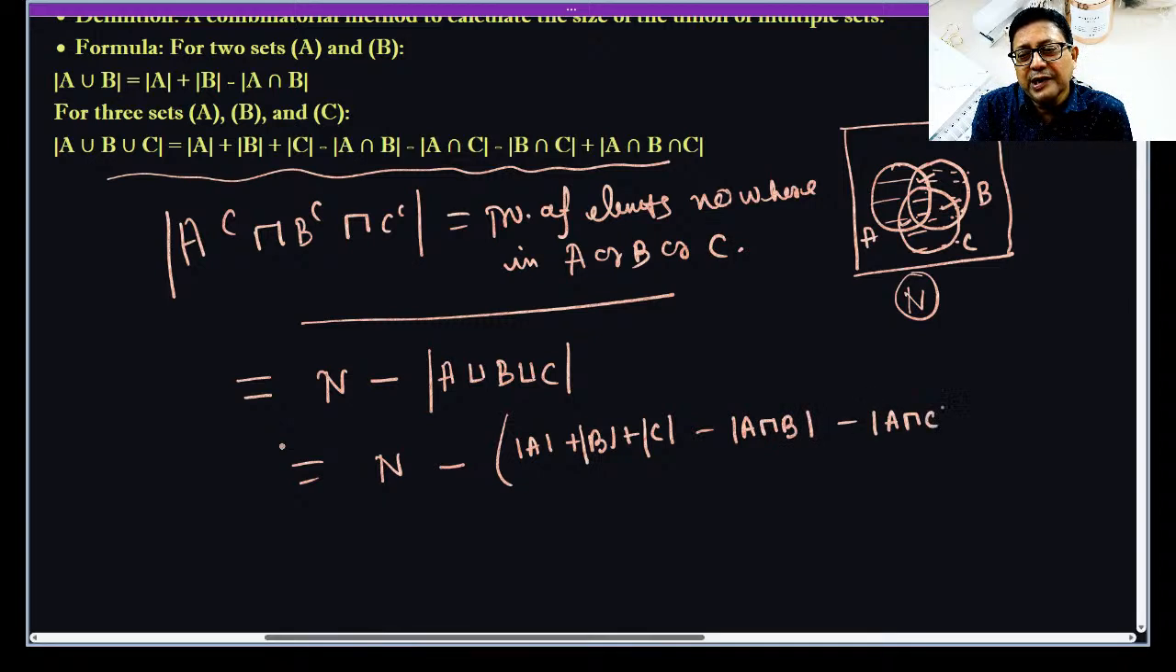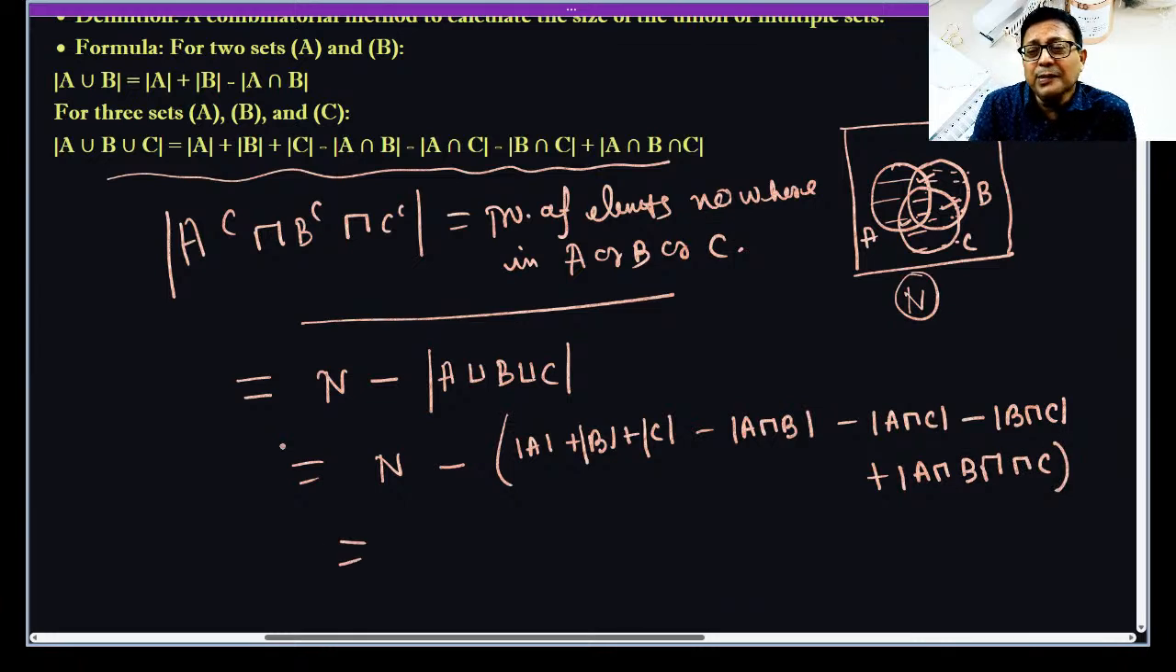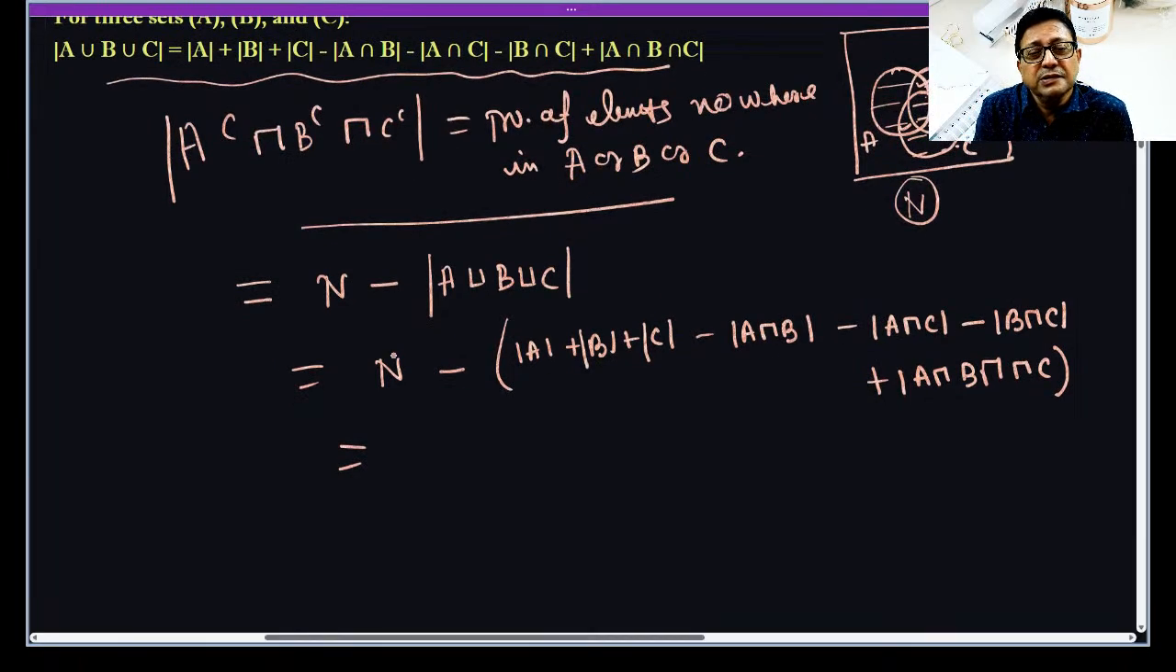Cardinal number of A intersection C plus cardinal number of... Okay, so this is nothing but n minus sigma E, i equal to 1 to n.